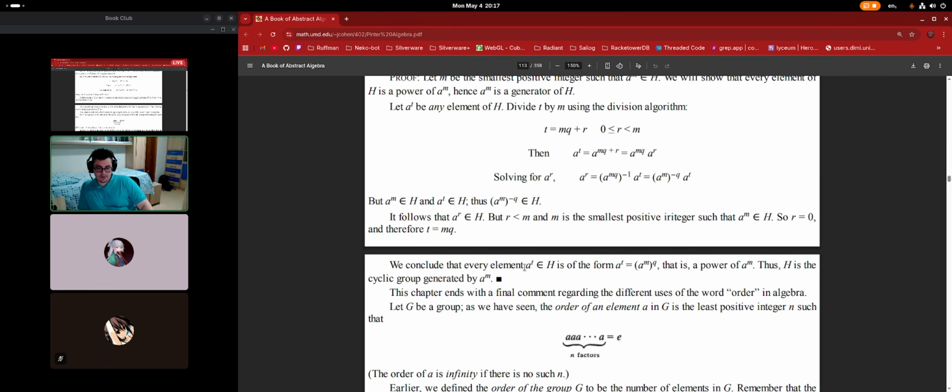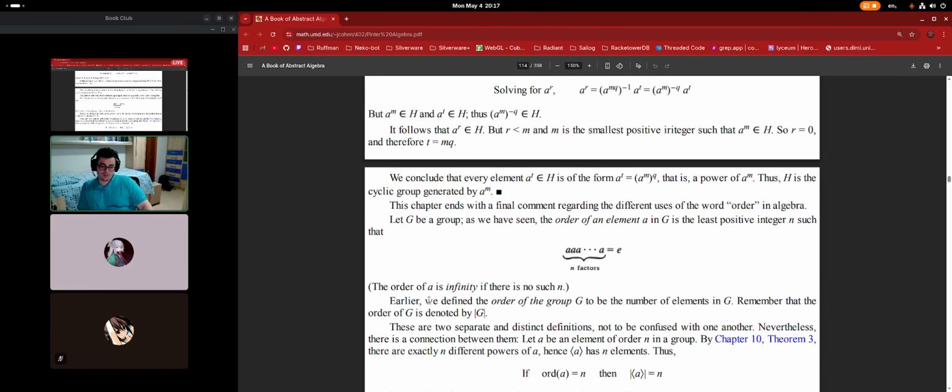We conclude that every element a^t is contained in H and is of this form, that is, a power of a^m. Thus, H is a cyclic group generated by a^m, which is also cool.